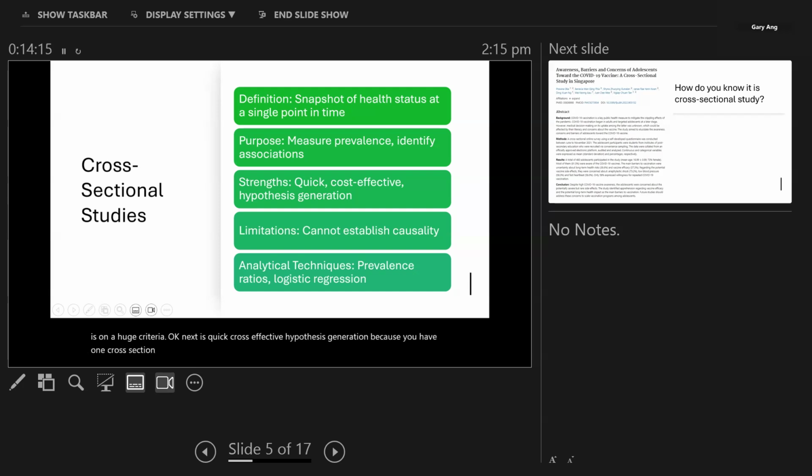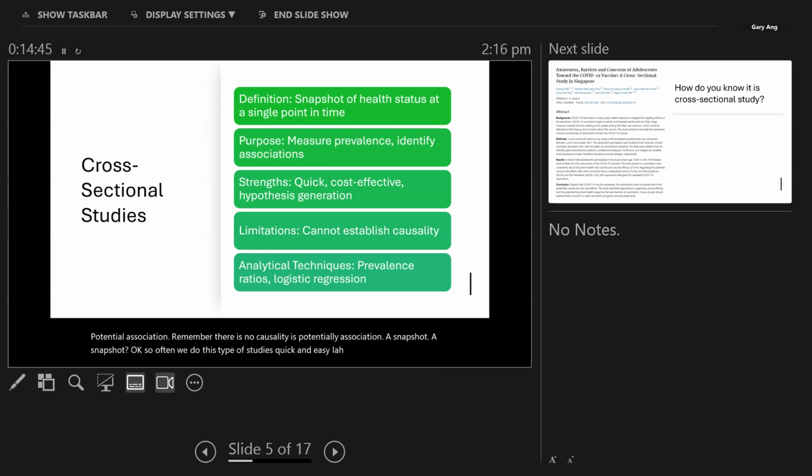Next is quick, cheap, and effective hypothesis generation because you have one cross-section. Some people, for example, females, have higher rates of certain cancer, but I don't know which came first. Is it the female came first or is it the cancer came first? So then you can go and generate hypotheses to see whether there is any association. It measures prevalence, the number of cases, as well as certain potential association. Remember, there is no causality, it's potentially association. A snapshot. So often we do this type of study, quick and easy.